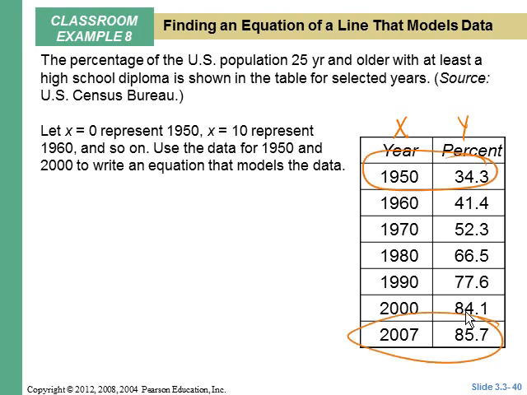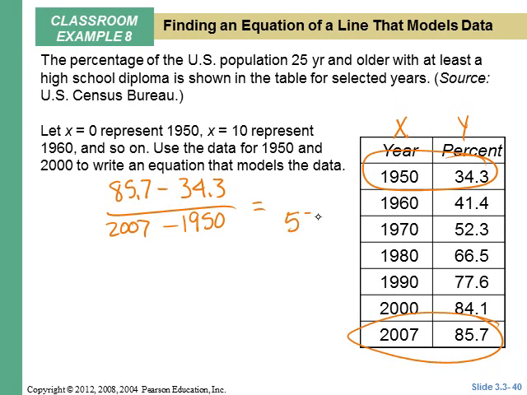All right, I tend to use the first point and the last point. So the slope is a change in y, 85.7 minus 34.3 over the change in x, 2007 minus 1950. The denominator is 57. The numerator is 51.4. So that's our slope.